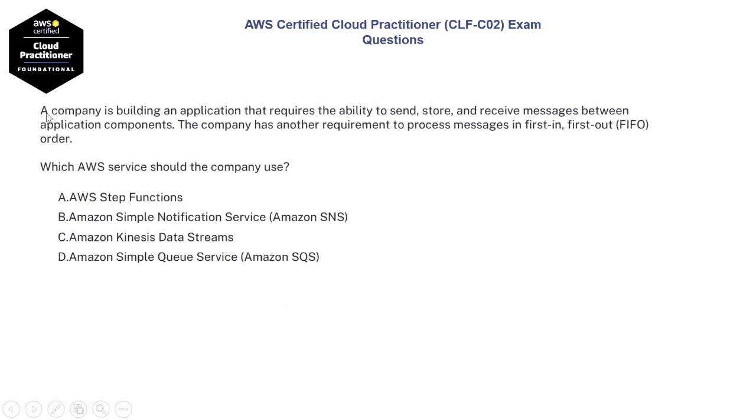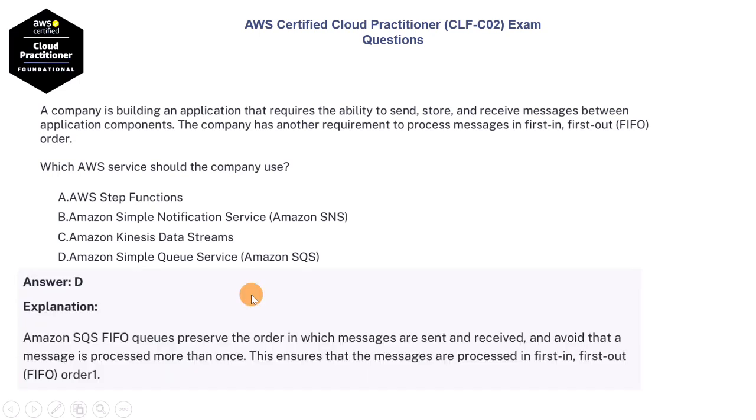Next question. A company is building an application that requires the ability to send, store, and receive messages between application components. The company has another requirement to process messages in first-in, first-out order. Which AWS service should the company use? Option A, AWS Step Functions. Option B, Amazon Simple Notification Service. Option C, Amazon Kinesis Data Streams. Option D, Amazon Simple Queue Service.